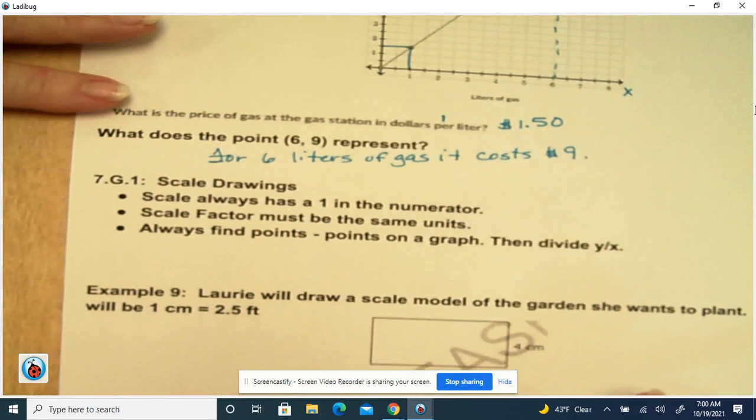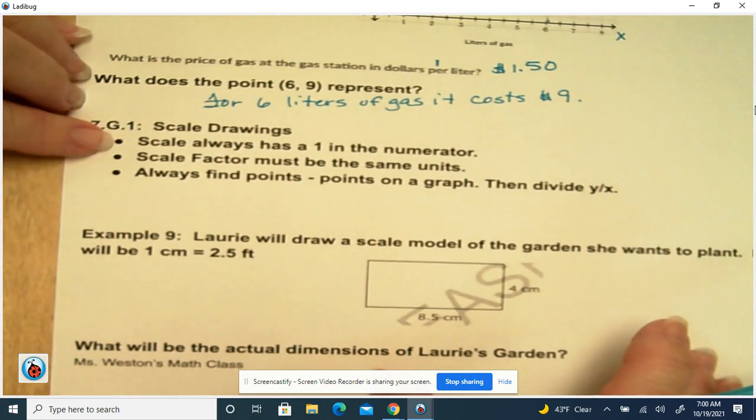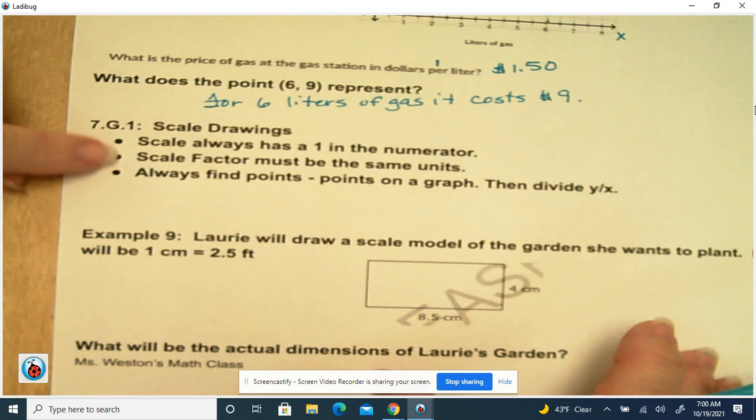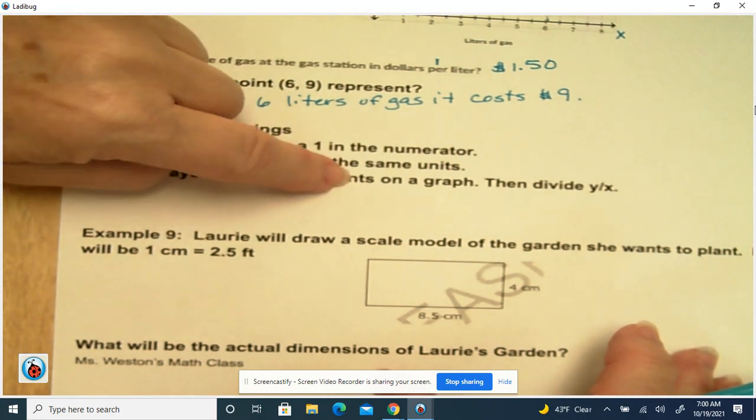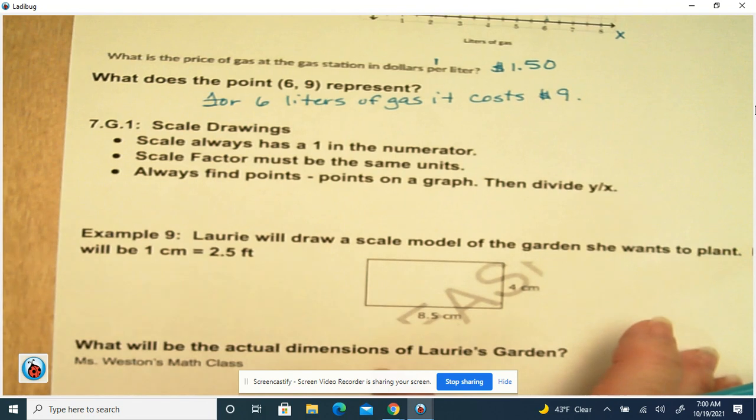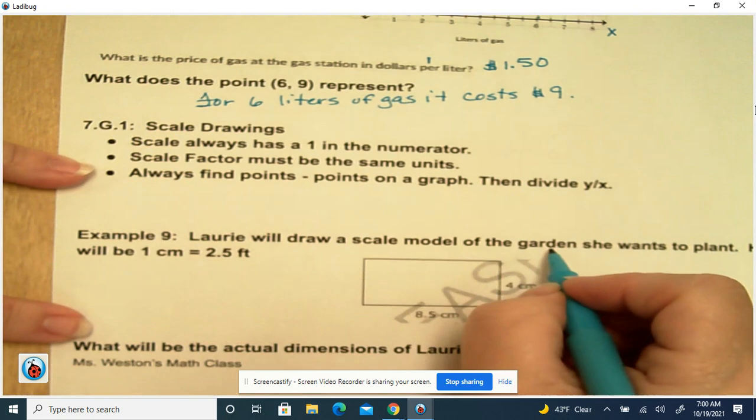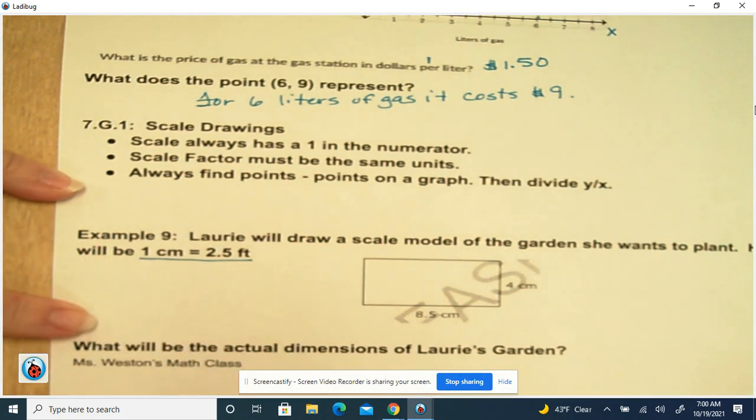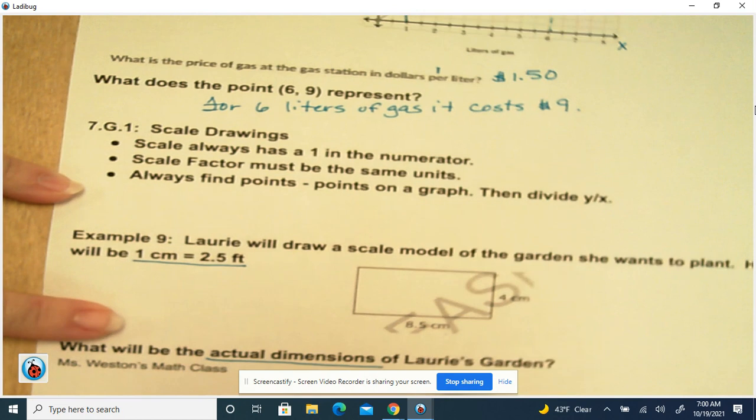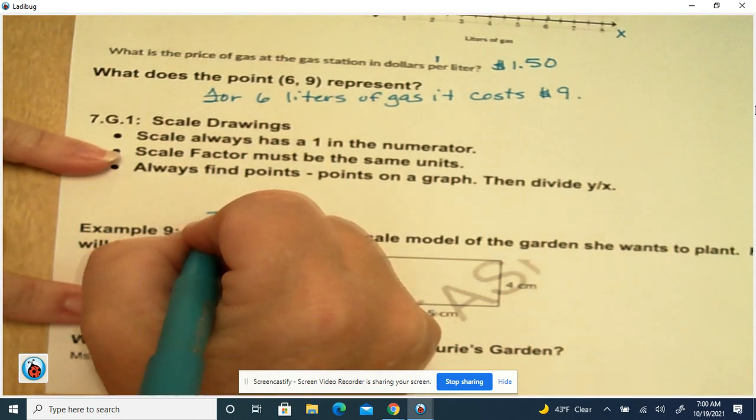Okay. Now, the next thing we're going to look at is 7G1 scale drawings. Remember, scale always has a 1 in the numerator. Scale factor must be the same units. And always find points on a graph and then divide y by x. So if we look at this first problem, Lori would draw a scale model of the garden she wants to plant. Her scale will be 1 centimeter equals 2.5 foot. What is the actual dimensions of Lori's garden? Remember, actual dimensions are 2 problems.